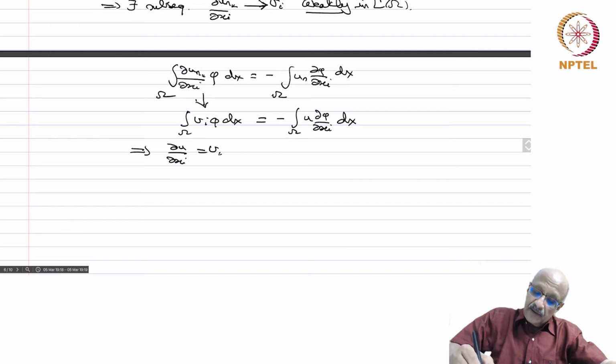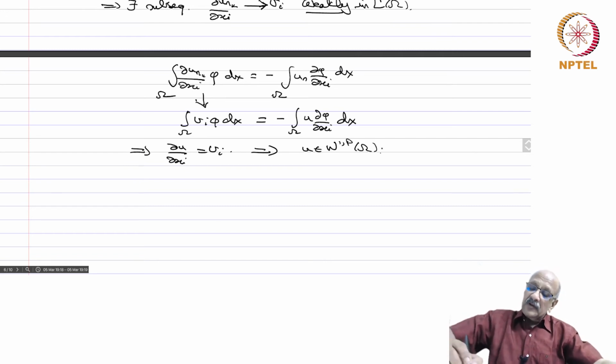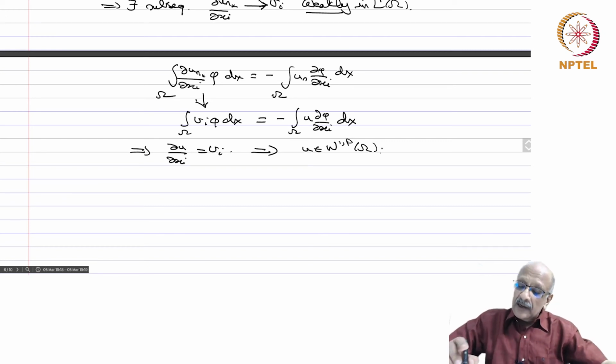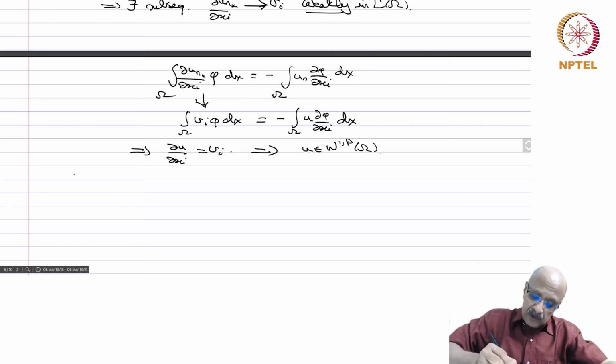And consequently, once more we see that du by dxi equals vi. Okay, and this implies that u is in W1p of omega. So un converges to u in Lp, and all the derivatives are bounded in Lp. This itself says that the limit is in W1p. So you are able to get a lot of extra information from this. This is a very useful observation. So if p equals 1, L1 of omega is separable.